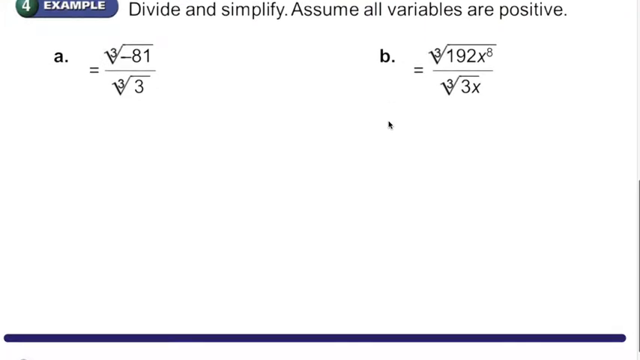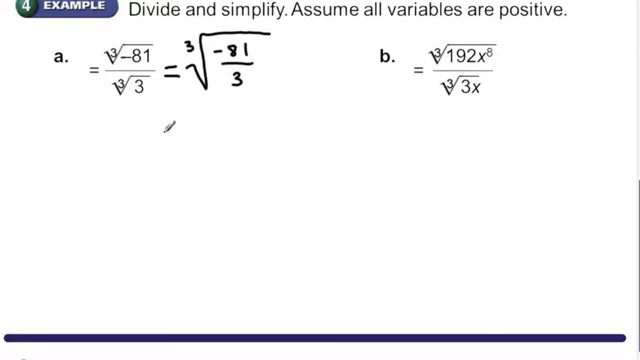Divide and simplify, assume all variables are positive. We love that part of it. It makes our life easier. Okay, cubic root of -81 divided by the cubic root of 3. I have found that it's a lot easier, at least for me it was, to know that cubic root over cubic root means it's just one big cubic root of -81 over 3. Now, you test to see if -81 is divisible by 3. 1 plus 8 is 9. 9 is divisible by 3, so yes, you know it is.